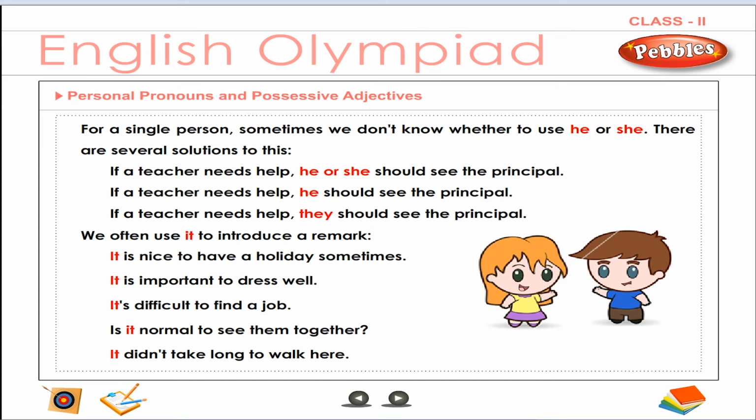We often use it to introduce a remark. It is nice to have a holiday sometimes. It is important to dress well. It's difficult to find a job. Is it normal to see them together? It didn't take long to walk here.